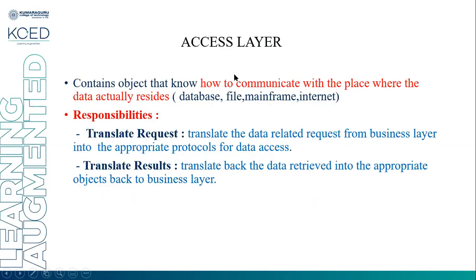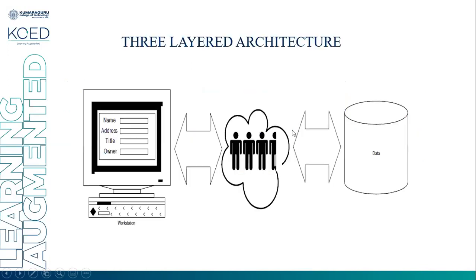The next one is the access layer. It contains the objects that know how to communicate with the place where the data actually resides. So access layer objects communicate with the database. The responsibilities are to translate the request: translate the data request from the business layer into the appropriate protocol for data access. And translate the result: translate the data retrieved back into the appropriate objects and return it to the business layer. So these two are the main jobs of the access layer.